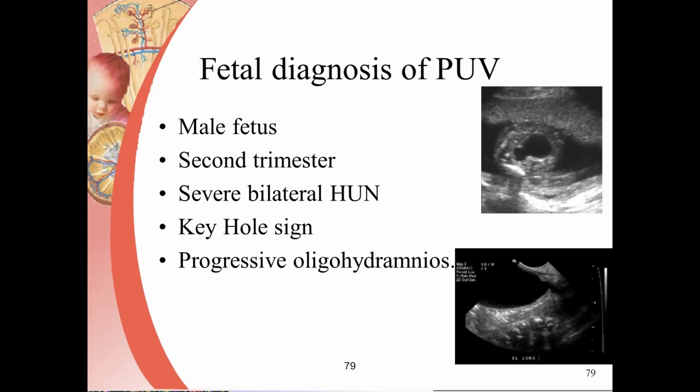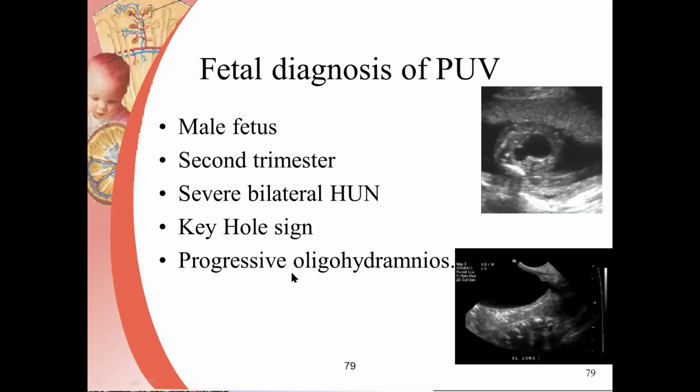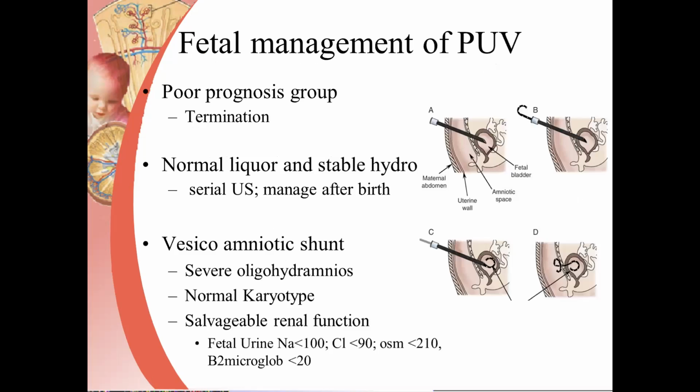So when the amniotic volume becomes less, the lungs don't get perfused or filled with the amniotic fluid, so they can develop pulmonary hypoplasia, respiratory distress, and they can also develop the squashed faces called Potter faces. So these are the things which you need to know: oligohydramnios, keyhole sign, then Potter faces, respiratory distress due to pulmonary hypoplasia. These are all features of posterior valve. In those with the poor prognostic group, termination can be offered. In those with the normal liquor and stable hydronephrosis, they can often be managed after birth.